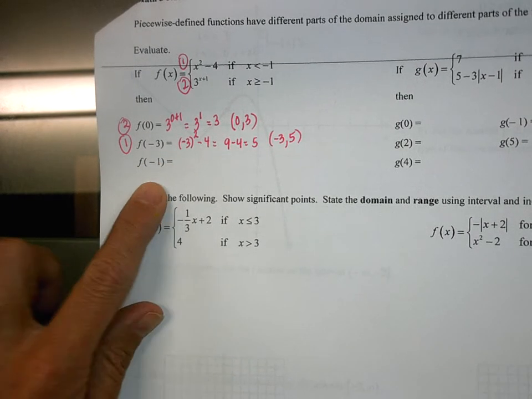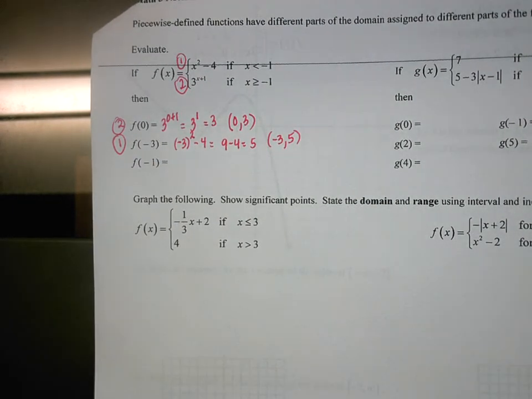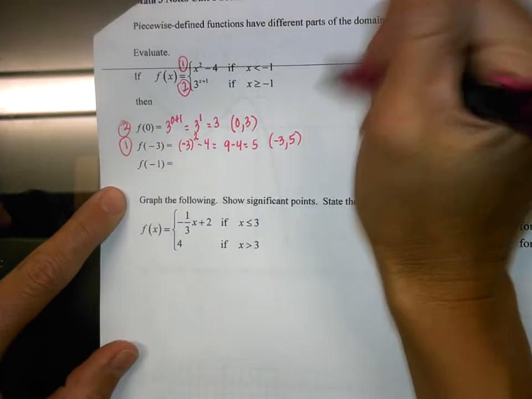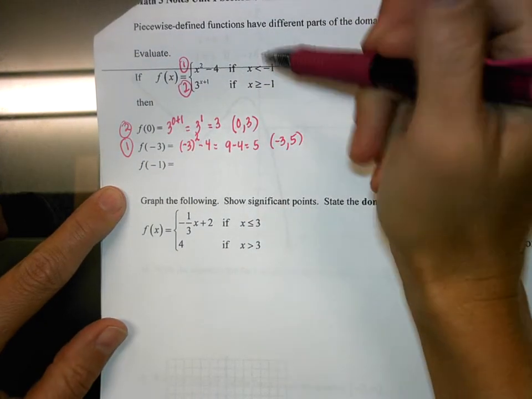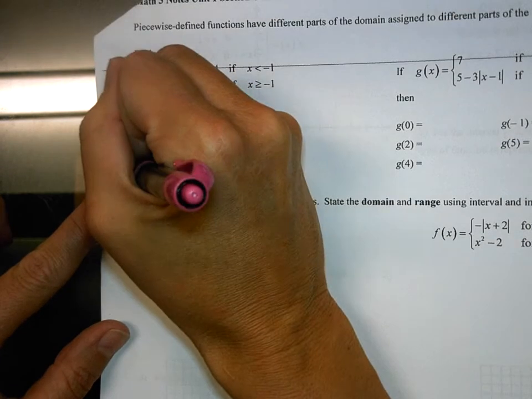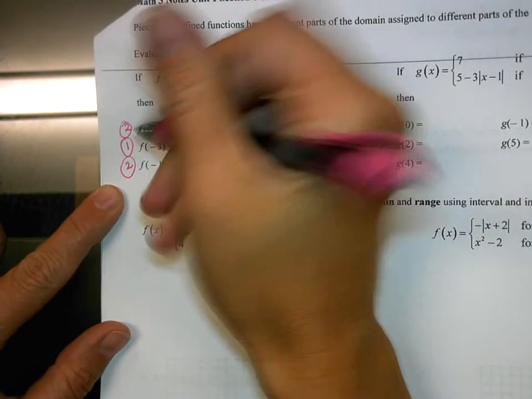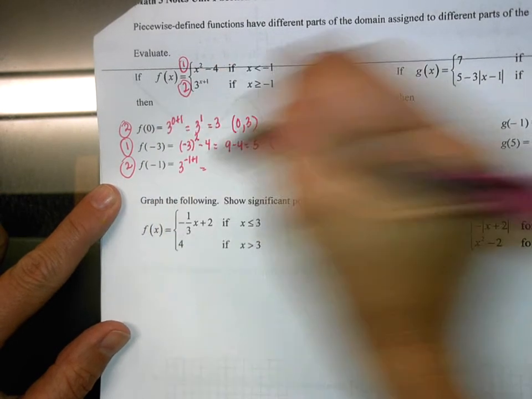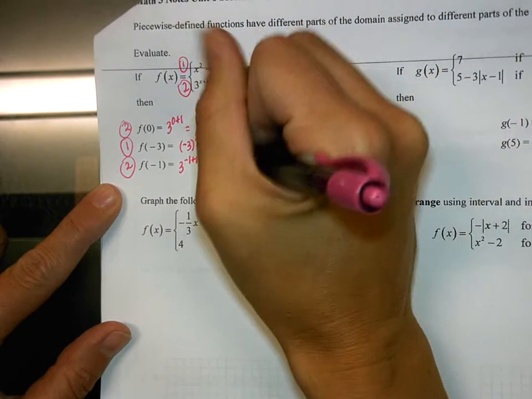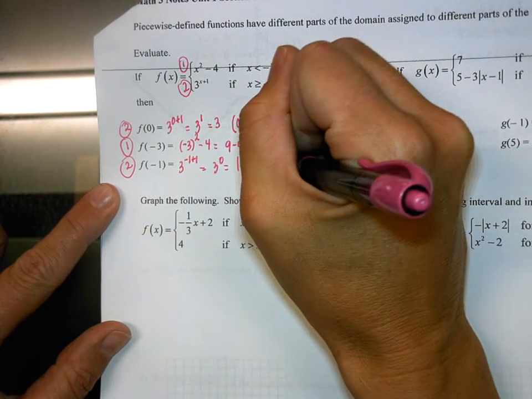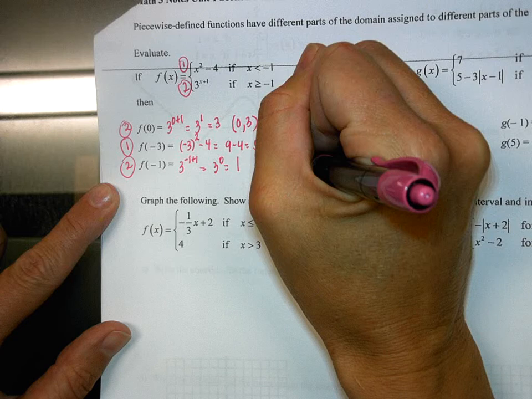Okay, and -1, which equation will that go with? Why is it going with 2? Because both of them have a -1. Because it's the one that has the equal to with it, okay? So that is equation 2. We have 3 to the -1 plus 1, and what is -1 plus 1? 0. 3 to the 0 equals 1, and so this ordered pair is -1, 1.